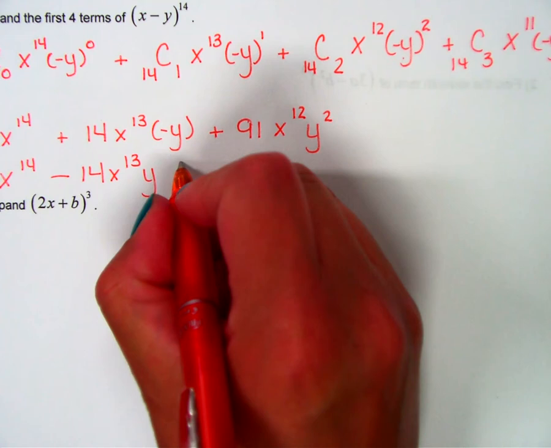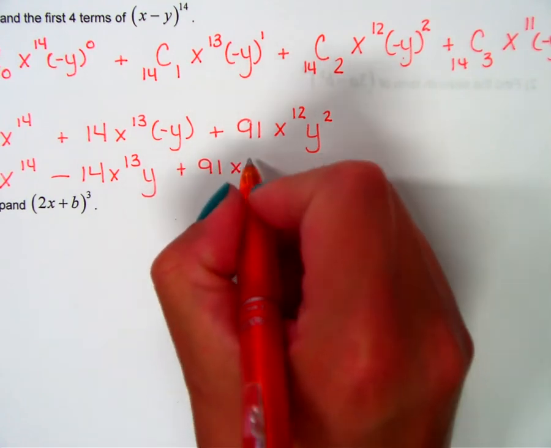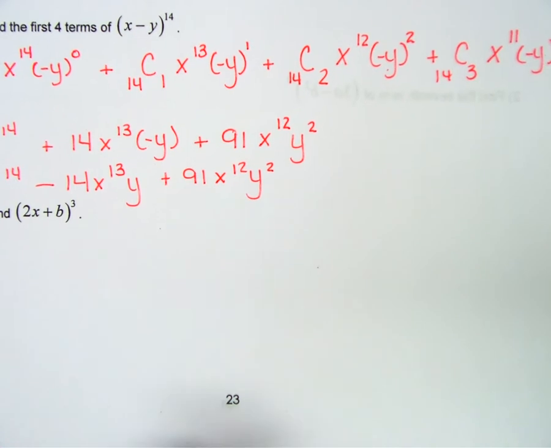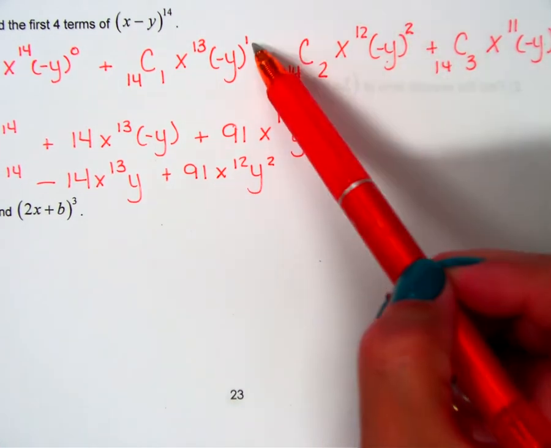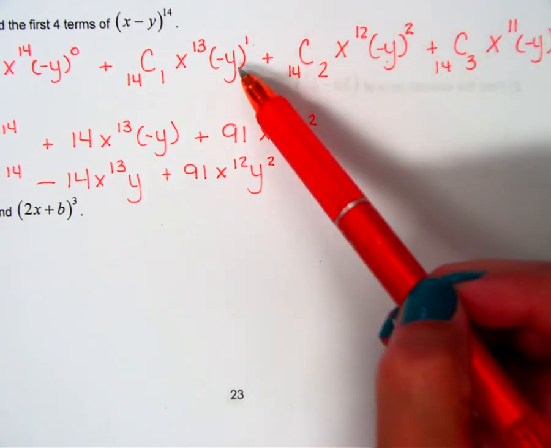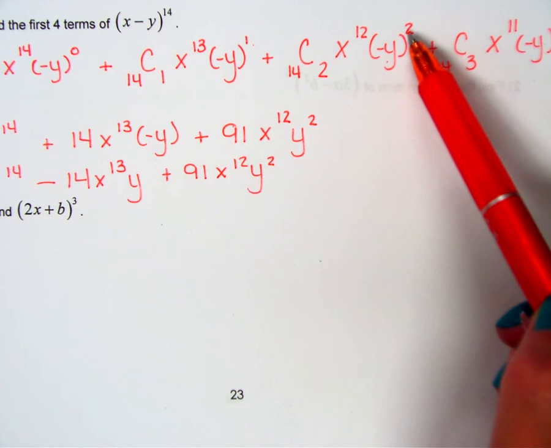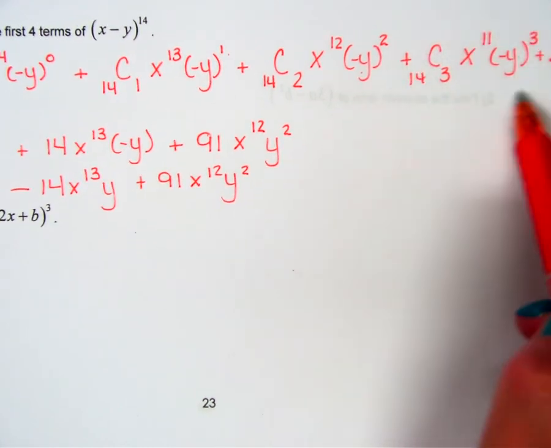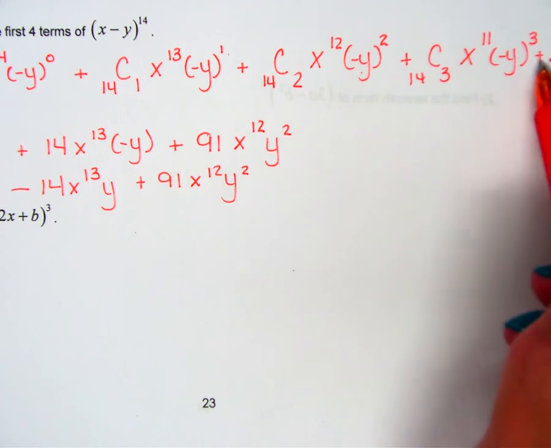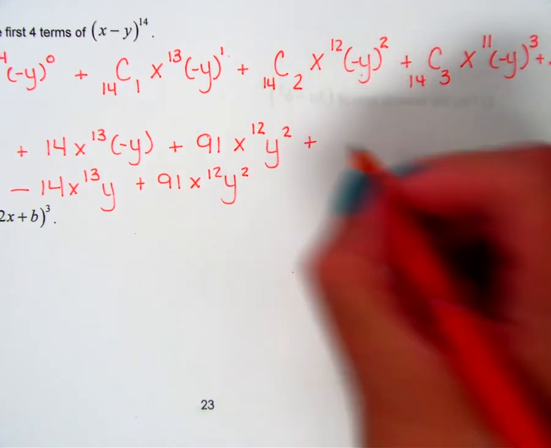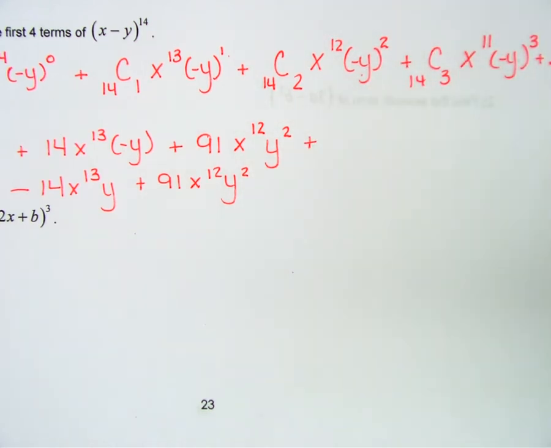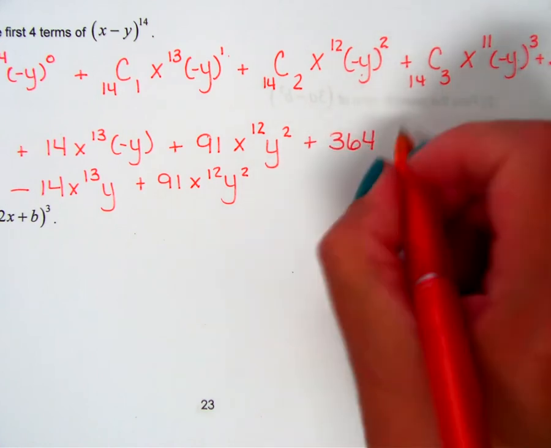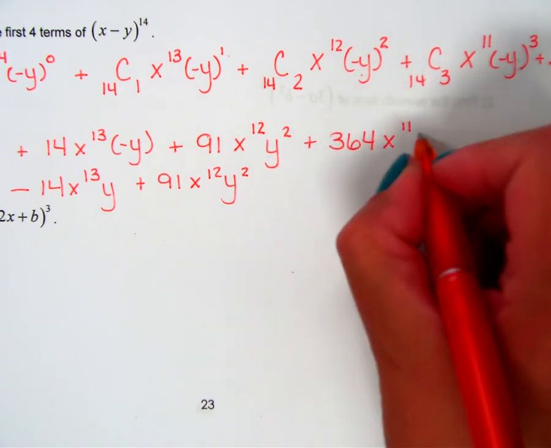Okay, so do you see the pattern? Does anyone else see the pattern? Odd exponents will keep this negative. Even exponents are going to make it positive. So what do you anticipate this term being? Negative. It should be negative, right? So what's 14 choose 3? 364. I am assuming that people are using their calculators.